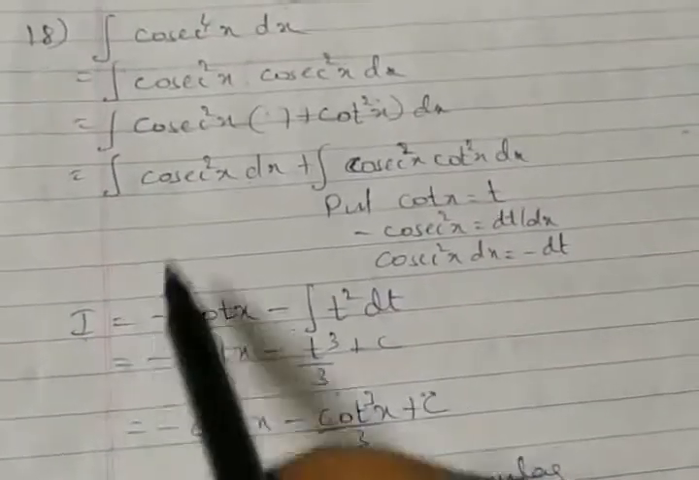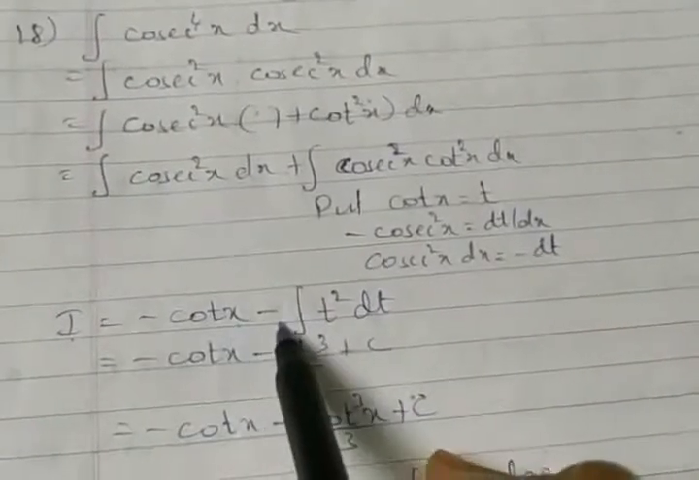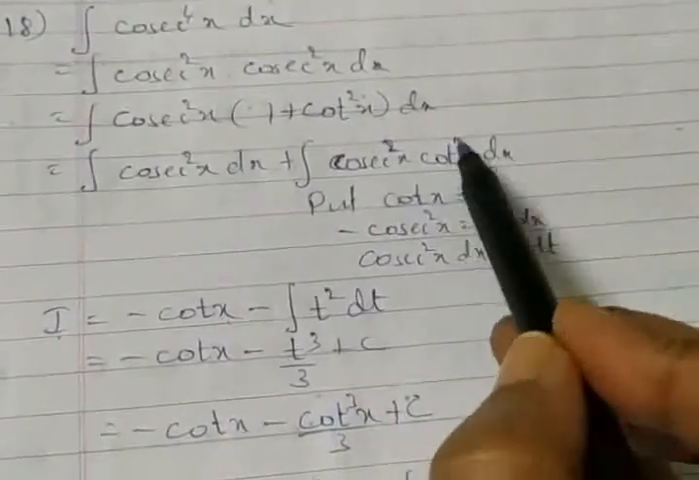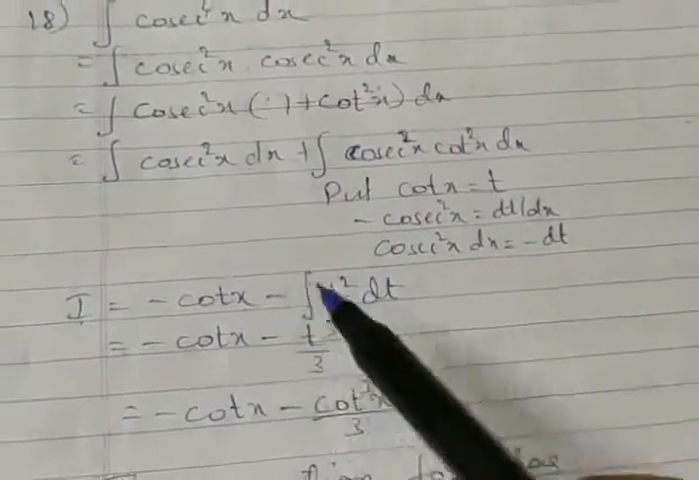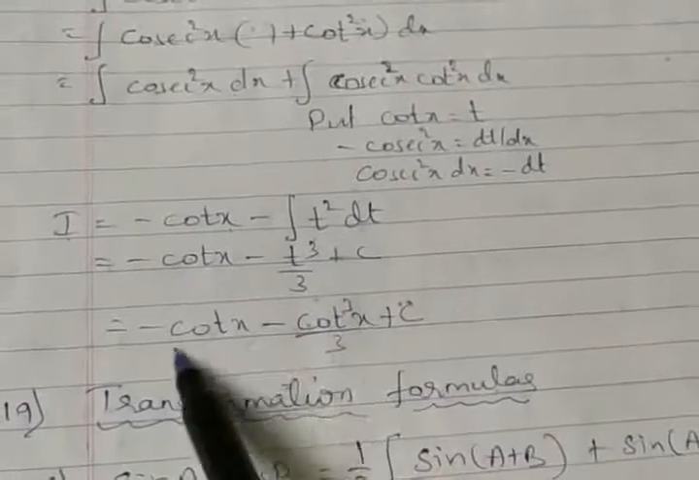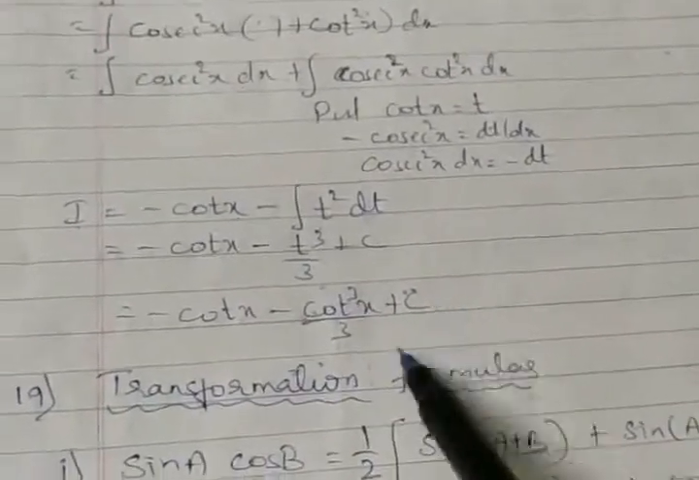I is equal to, we have integration of cosecant square is ready made, minus cot x, minus kept here as it is. Substitution, integration of t square with respect to t, minus balanced. So we have minus cot x, integration of this, t raised to 3 by 3 plus c, minus cot x minus this to be replaced, we have cot cube x by 3 plus c should be the answer.